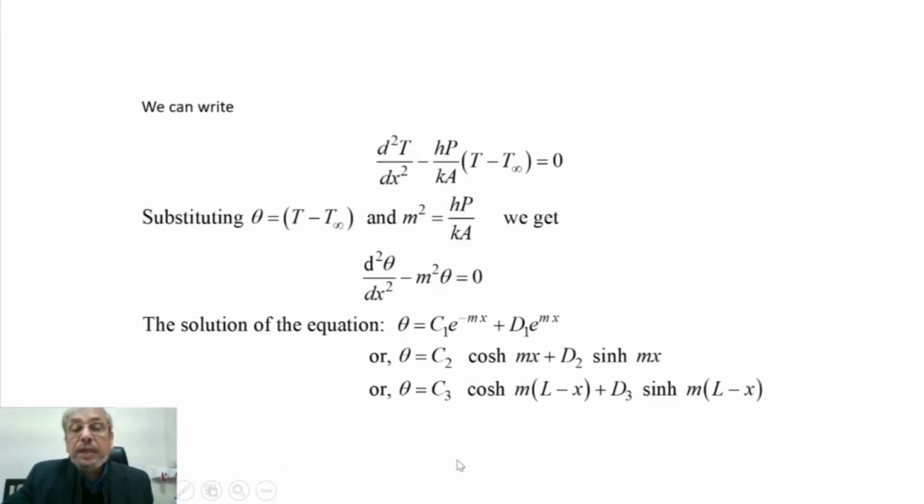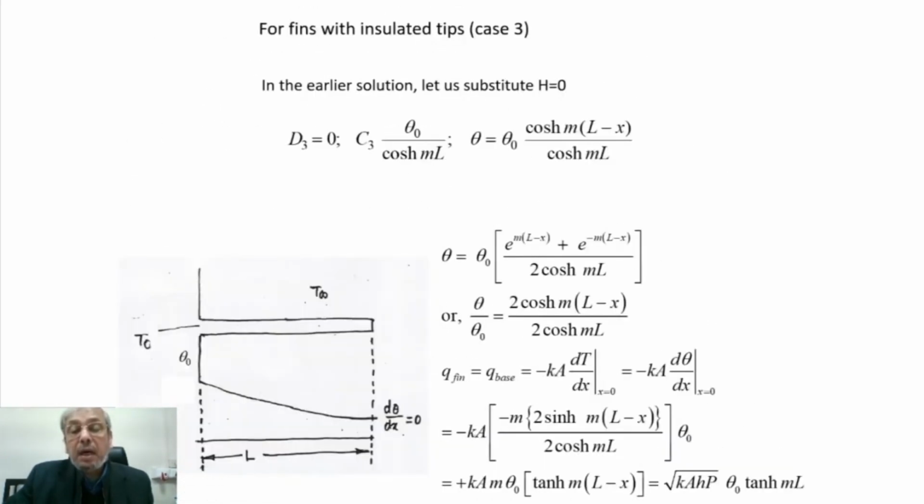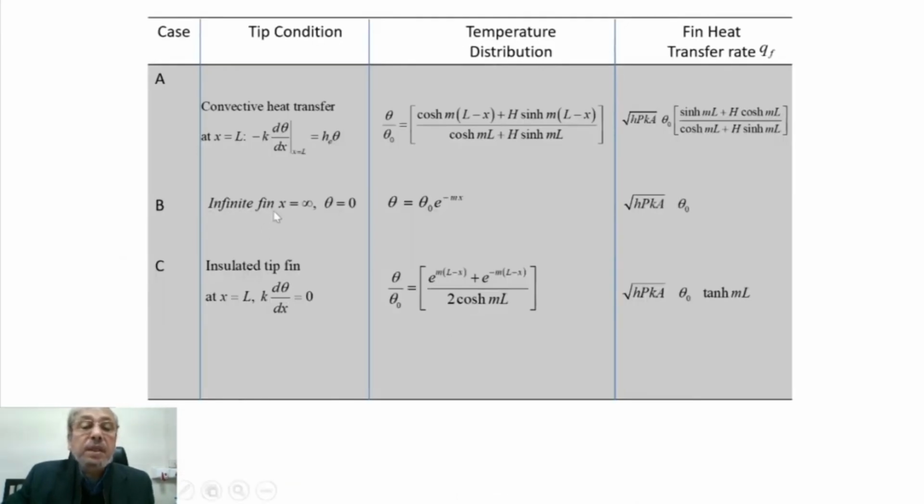And if we very simply try with this solution, theta equal to c1 e to the power minus mx plus d1 e to the power mx, or what we used for the other two solutions, and substitute the condition that at x equal to infinity, theta equal to 0. The temperature difference, the excess temperature over ambient temperature, will gradually become 0. The tip will be at the ambient temperature. This will be the solution: theta equal to theta naught e to the power minus mx.